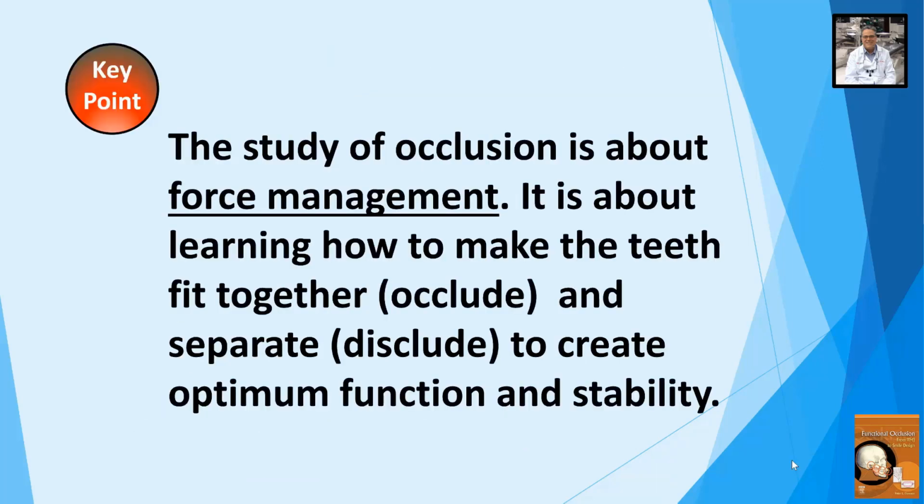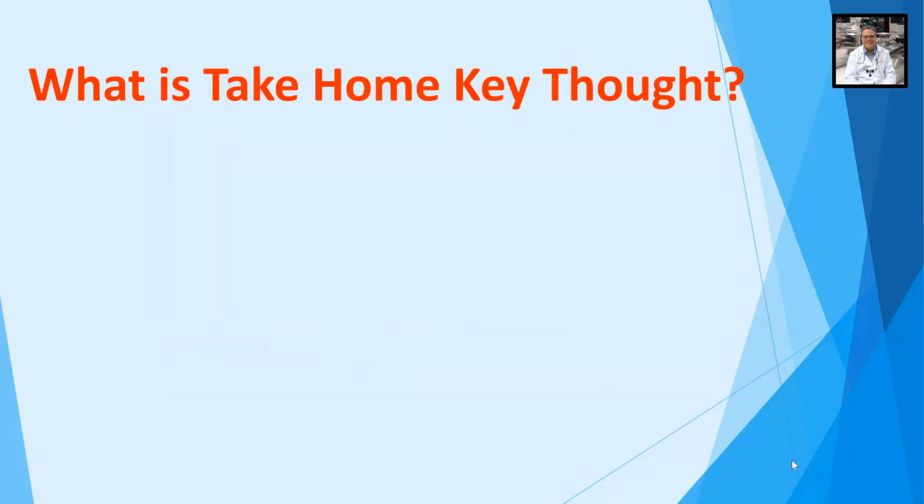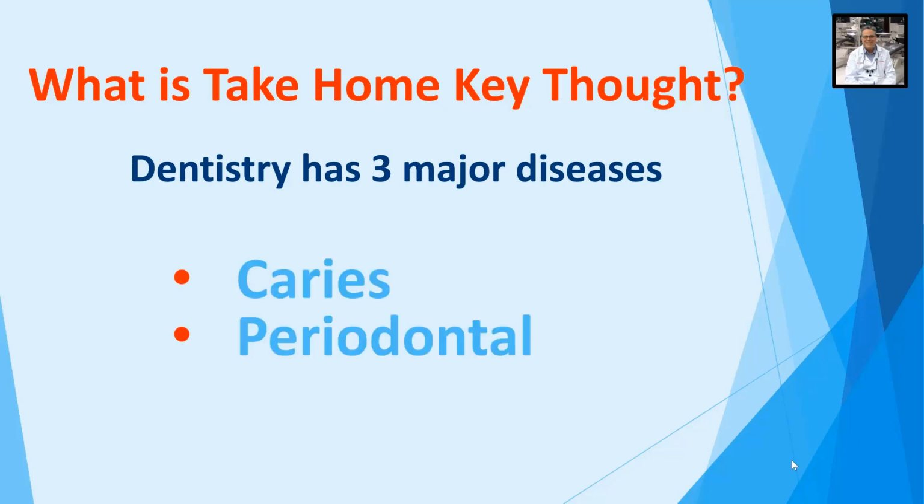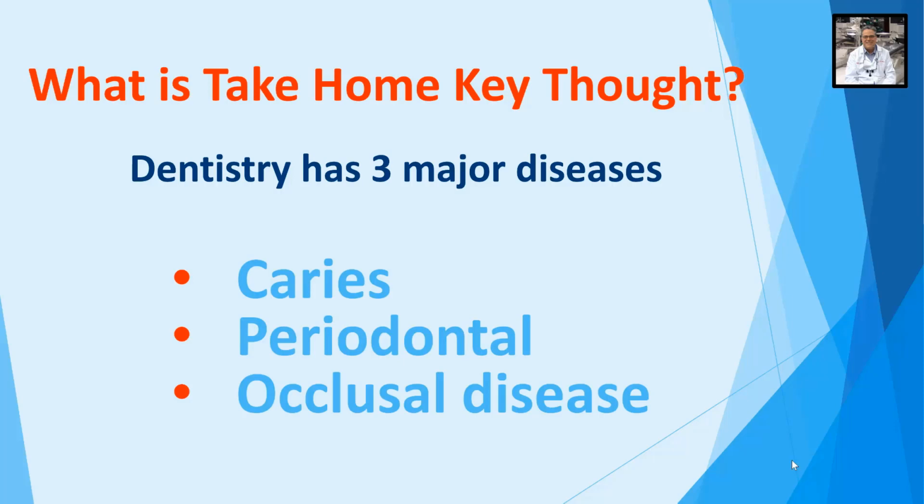The study of occlusion is about force management. It is about learning how to make the teeth fit together and separate to create optimum function and stability. Think of it as a system. Are the teeth, the muscles, and joint in harmony with each other? Force management. So what is the key take-home thought today? Well, we have 3 major dental diseases, not just 2. Of course, caries, periodontal disease, and now we have occlusal disease.